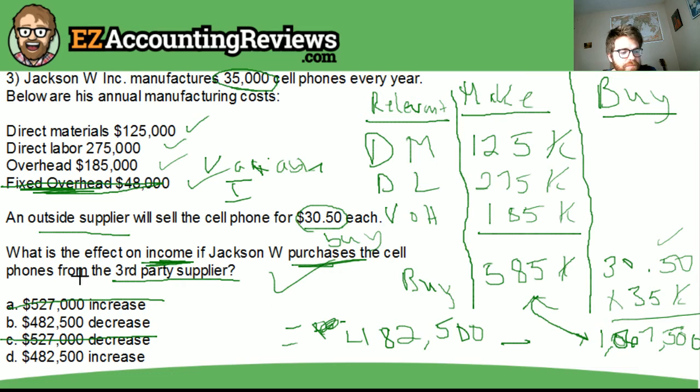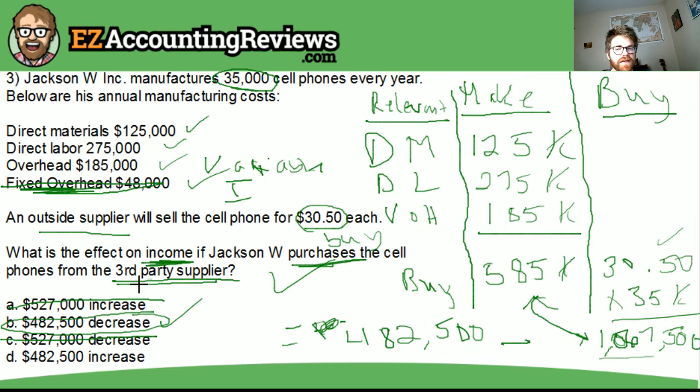So, is it a decrease or an increase in income? Well, if he buys it from this dude, this third-party guy, he's going to spend $1,067,500. That sucks. When he could make it for $585,000. That would be a really dumb choice. So he's going to buy it though and make the wrong choice. So his income is going down. It's a decrease. Hopefully that makes sense. It's pretty logical if you think about it like that from the perspective of a business.